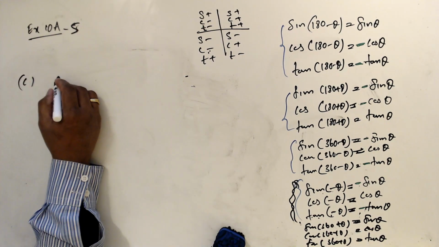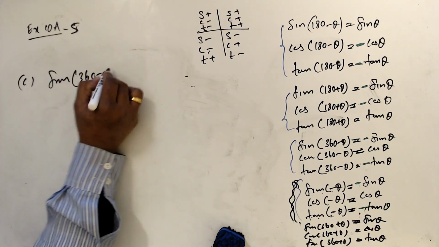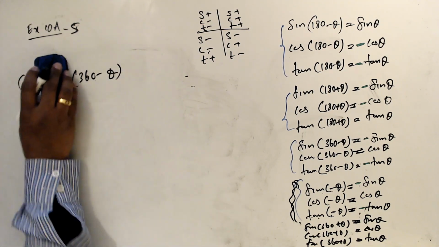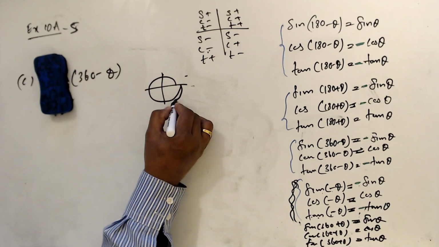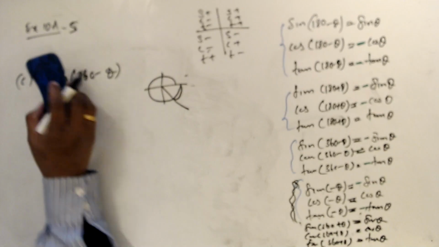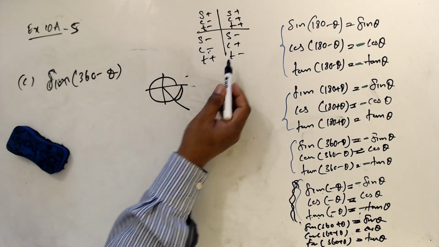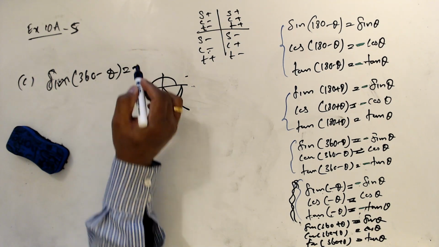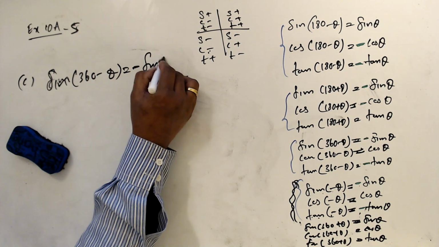Sine 360 minus theta. In which quadrant is 360 minus theta? 360 coming back theta is in the fourth quadrant. In the fourth quadrant, sine is negative. So negative sine theta.